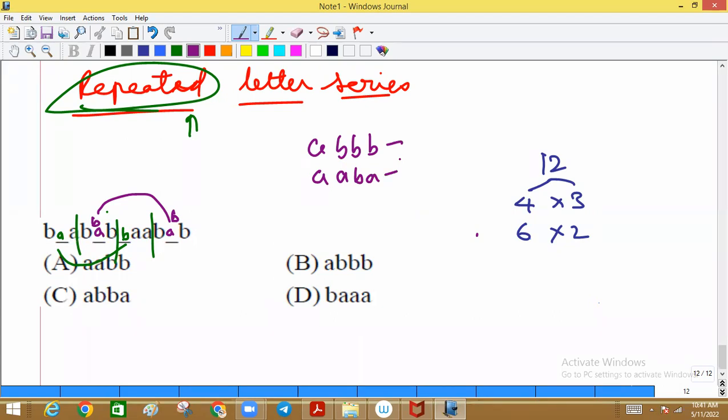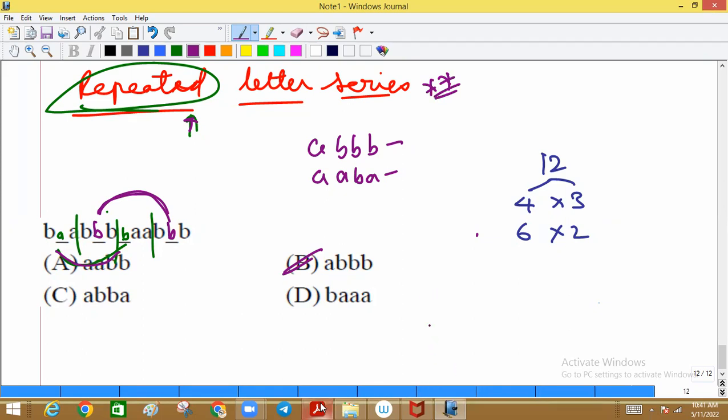So which option is showing it? B is the answer. So you remove these things and just substitute B here, and B here also. Then you can see these two are repeating and these two are repeating, so it is called a repeated letter series. In this case, what you need to find out is the common block. Check this block. Wherever the common is there, then you go for the answer. Again, very important for SSC or SI also.